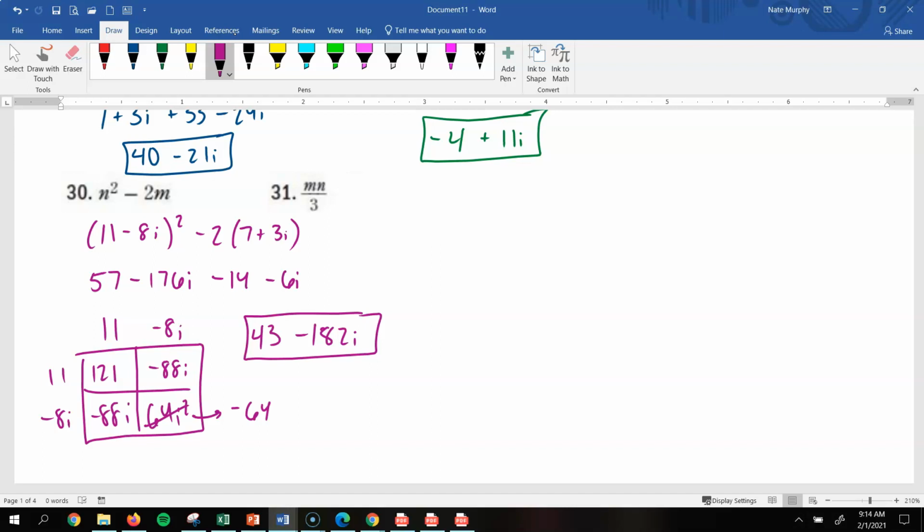So the key there is, remember, when you square something, you don't just square each term. You multiply both those terms by itself. So you need to use that box method to make sure you get the right answer.